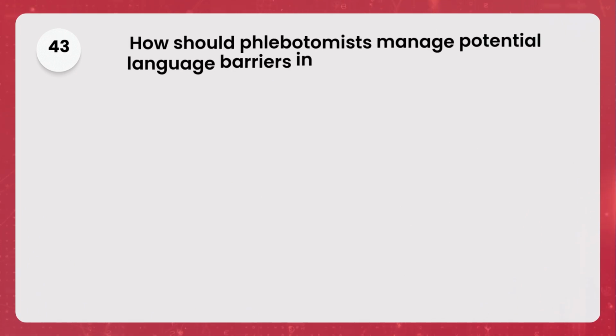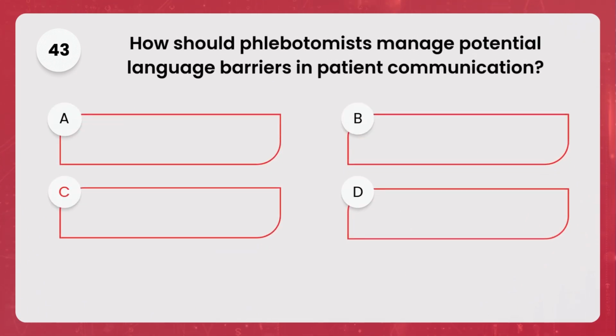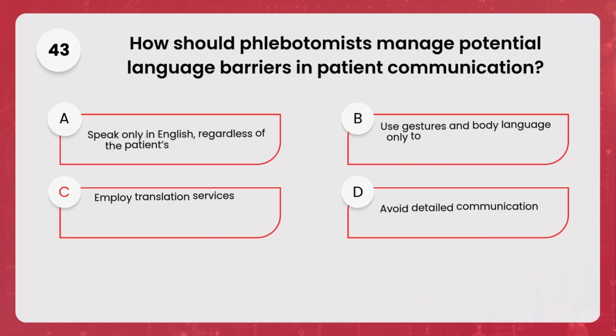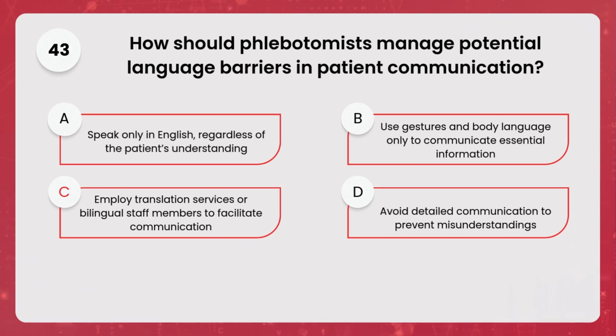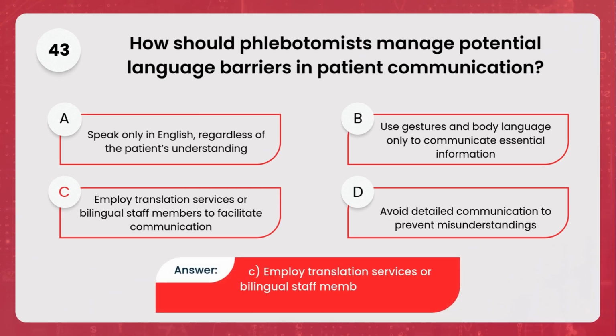Number 43. How should phlebotomists manage potential language barriers in patient communication? A. Speak only in English, regardless of the patient's understanding. B. Use gestures and body language only to communicate essential information. C. Employ translation services or bilingual staff members to facilitate communication. D. Avoid detailed communication to prevent misunderstandings. The answer is C. Employ translation services or bilingual staff members to facilitate communication.